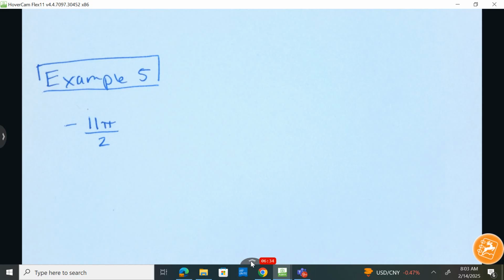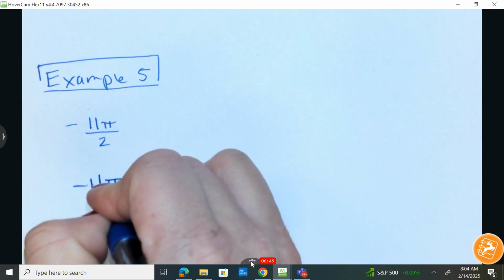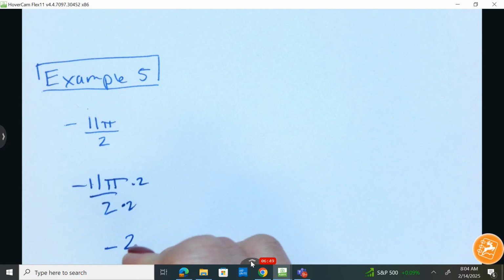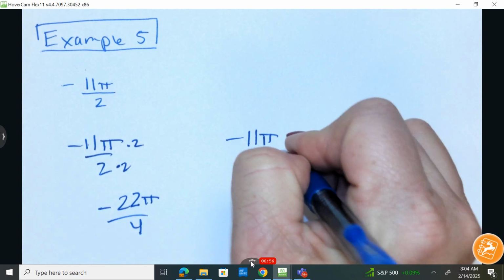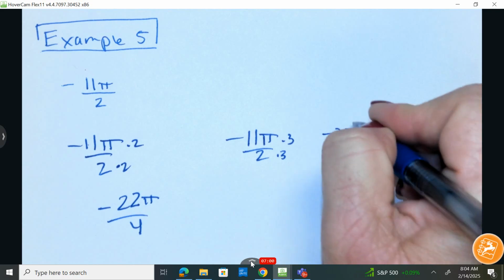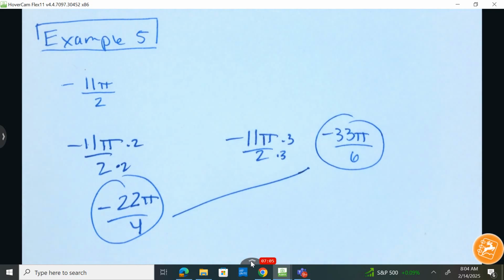How do I turn the denominator into a 4 or 6? It does not matter whether you turn it into a 4 or a 6, it will land in the same location, and I'm going to demonstrate that. For somebody who said, I want to turn this into a 4, I would multiply by 2, and I'd end up with negative 22 pi over 4. For somebody who decides to turn it into a 6, you would multiply by 3, and you'd have negative 33 pi over 6. I'm going to show you how these two land at the same location.